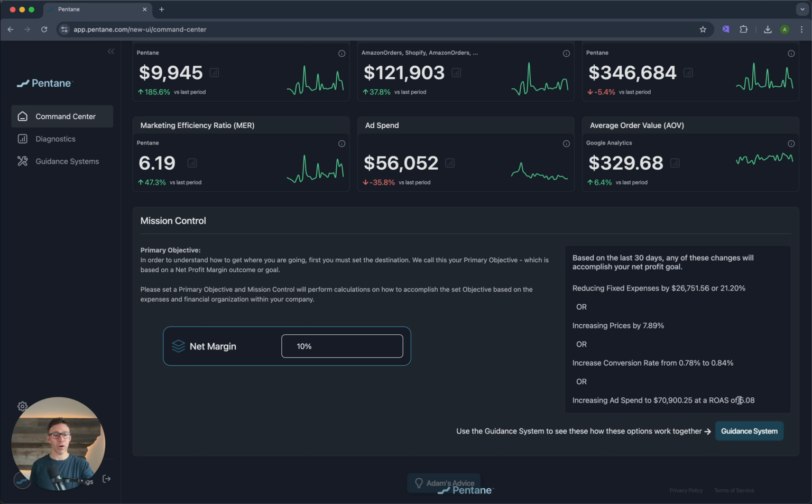Now, 5.08 might be high for your company. For this company, it's actually slightly lower. That's a higher ad budget, but we can see here that they're operating at roughly a 6.2 MER. Their return on ad spend will be slightly lower than that, but we'll look at that in a second.